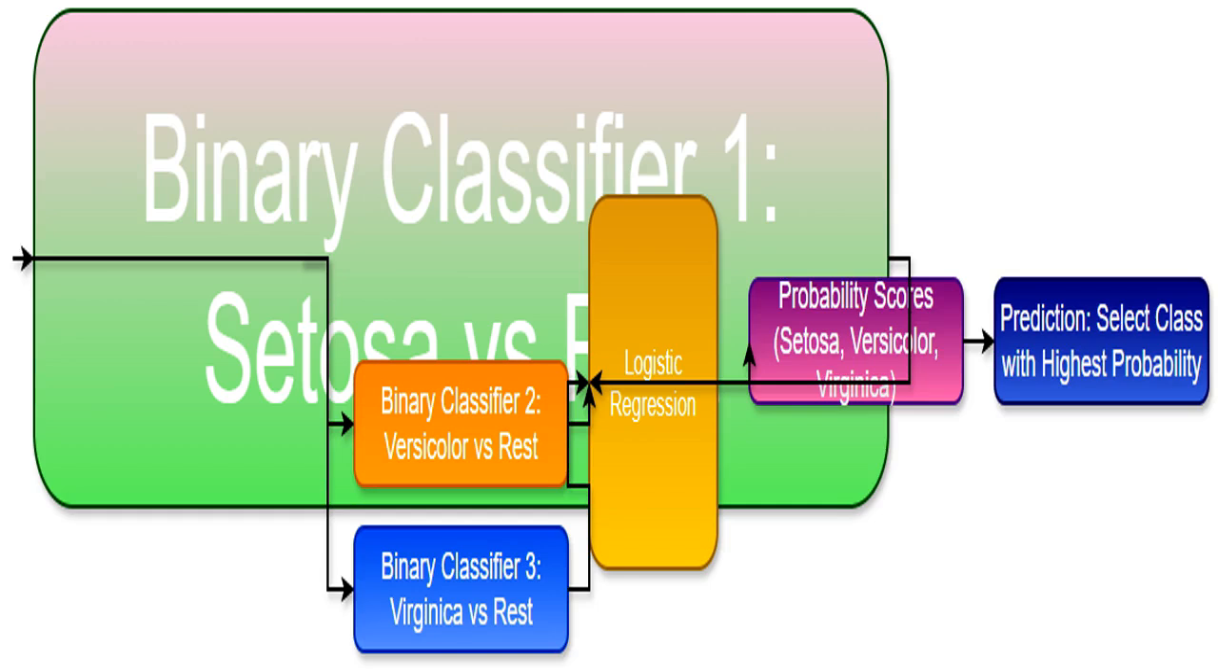This is the first of our three binary classifiers. Its job is to learn how to distinguish iris setosa from the other two species, versicolor and virginica. It's a straightforward yes, no decision. Is this flower a setosa or not?